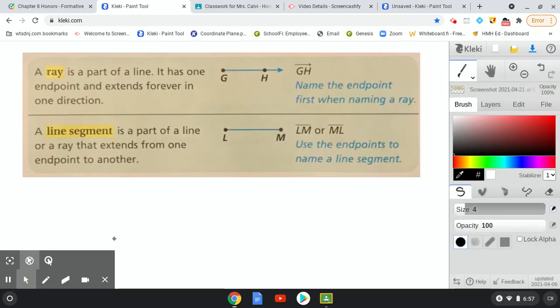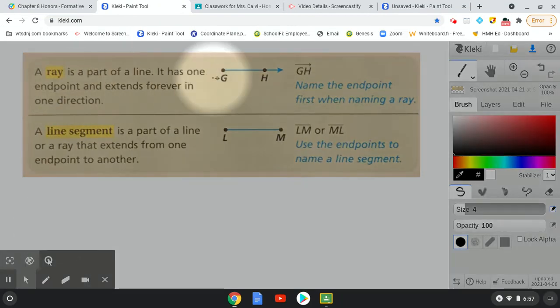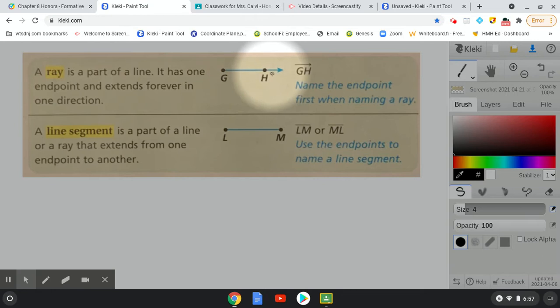All right, 2 other terms that you're going to need to know. The next one is a ray, which is a part of a line. It has one endpoint and extends forever in one direction. So the difference between a line and a ray: remember, the line previously had arrows on both ends, so both ends extended forever. A ray only extends in one direction. So in this case, it extends going to the right because the arrow is going to the right.